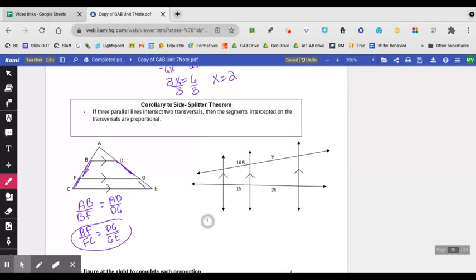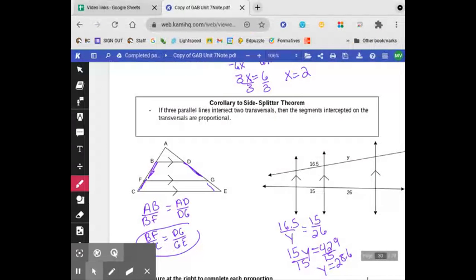So we can say that 16.5 to y is equal to 15 to 26. And there again, we cross multiply. So we cross multiply, we get 15y equals 429, divide both sides by 15, and y equals 28.6.